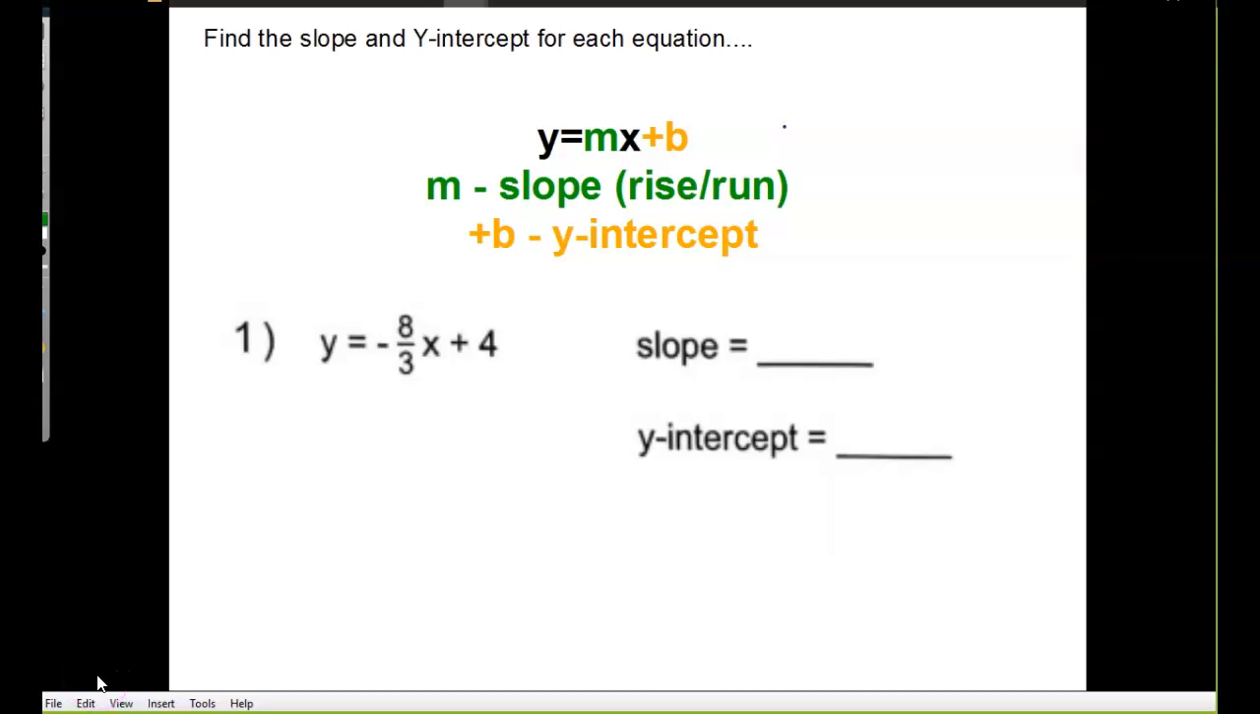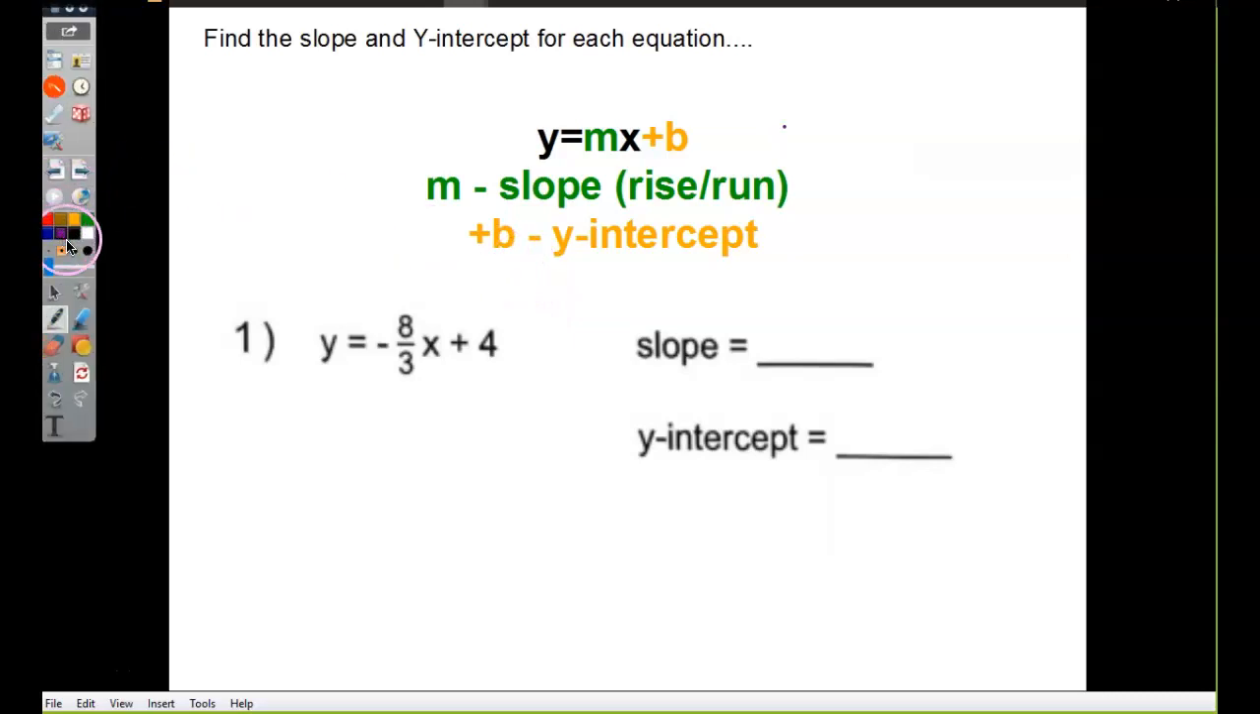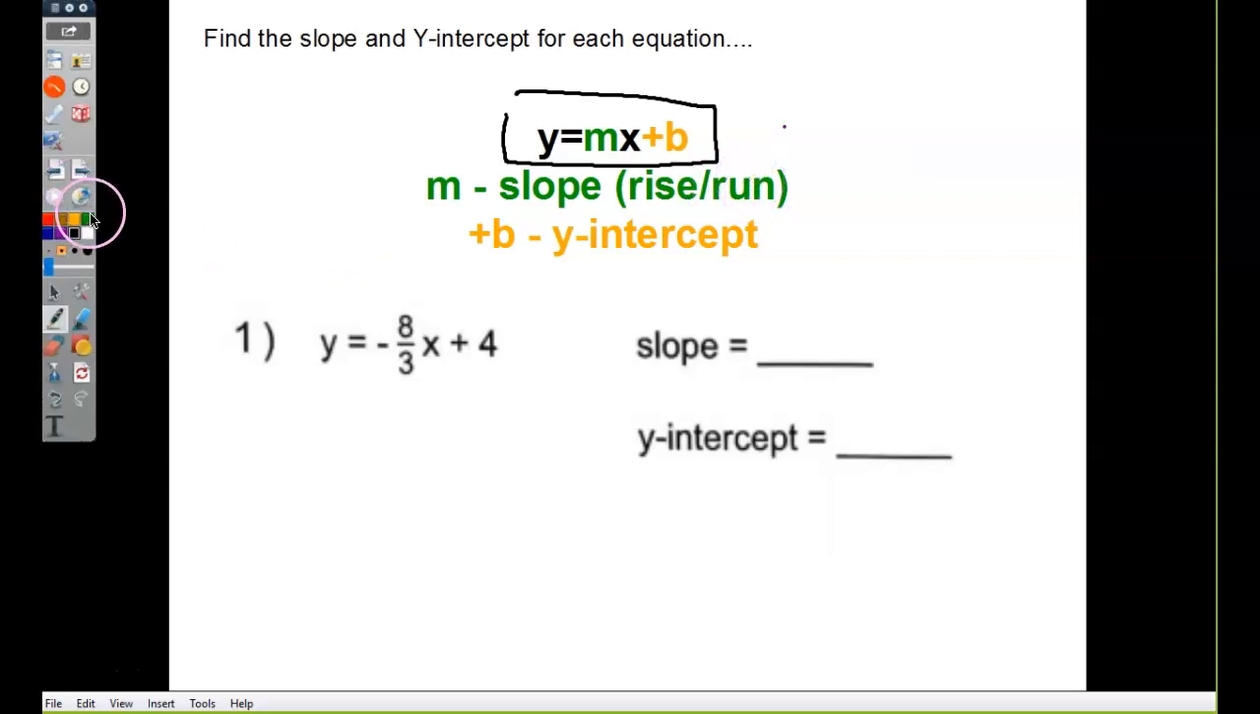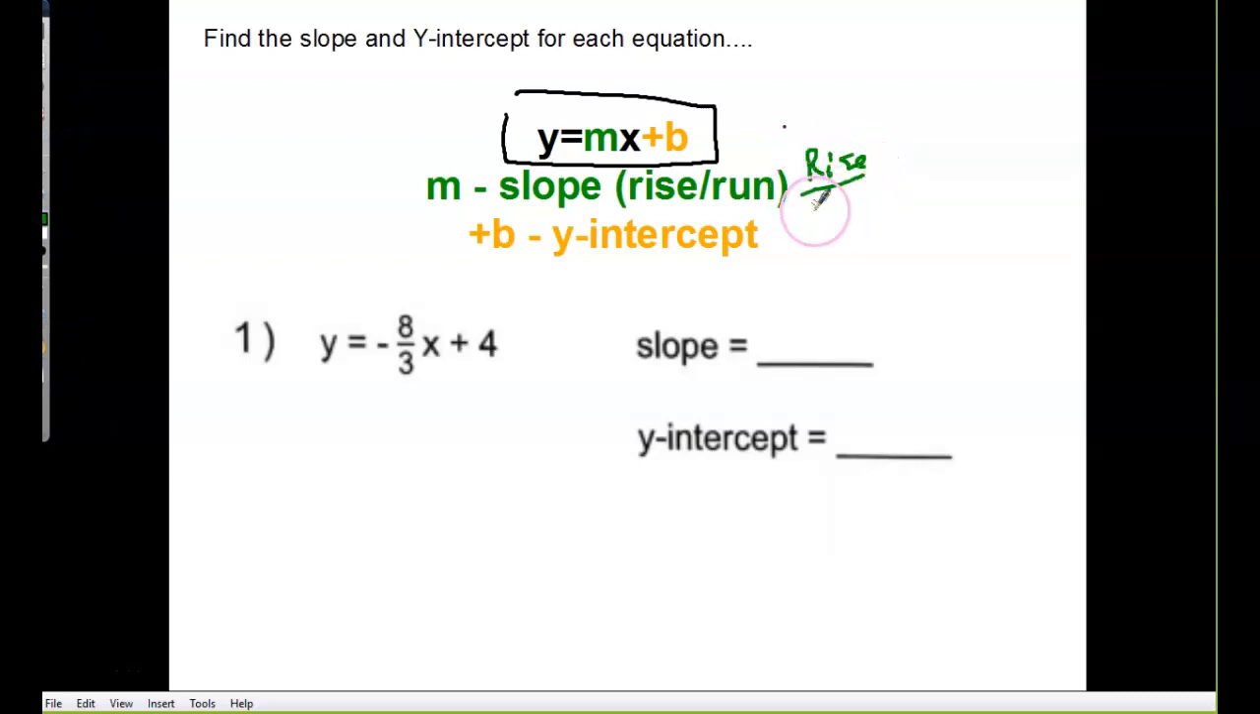Hello and welcome back. So we're now going to be putting slope and intercept together to make slope-intercept form. Slope-intercept form is this cool little equation we have right here: y equals mx plus b, where m is our slope, which translates to rise over run. And we can actually write that prettier so it looks like what it is, rise over run.